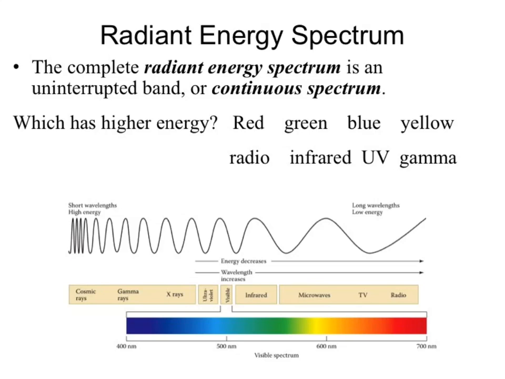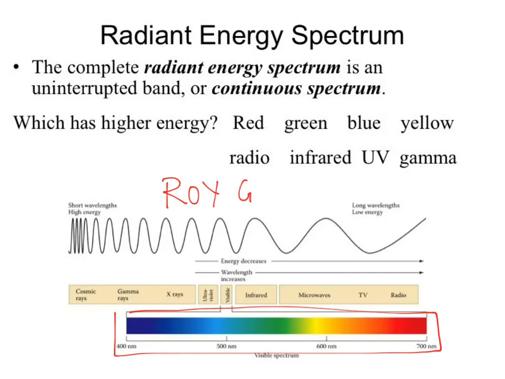What I would recommend you do, as I kind of alluded to at the bottom, is that you memorize or come up with some way to remember the visible light spectrum and the colors within it. The one that most people seem to remember, Roy G. Biv: red, orange, yellow, green, blue, indigo, violet.